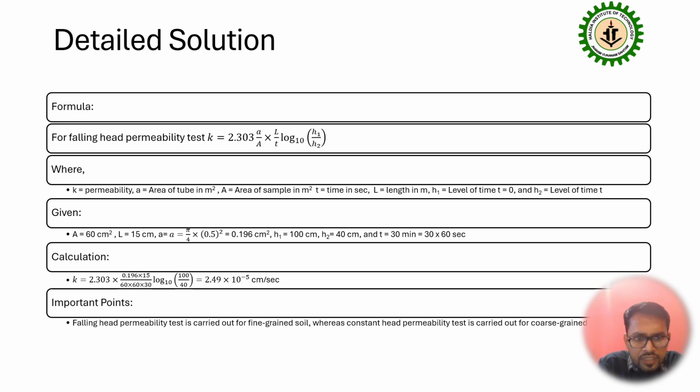Here H1 is equal to 100 centimeter, H2 is equal to 40 centimeter, the cross sectional area of the standpipe is 0.196, and the cross sectional area of the soil sample is equal to 60, which is already given. Just put the values and you get the result, that is k is equal to 2.49 into 10 to the power minus 5 centimeter per second.